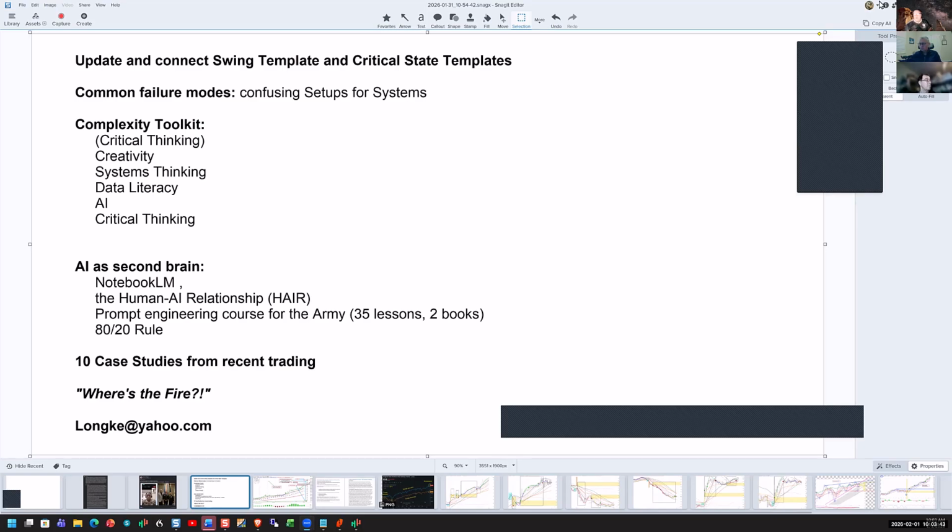And so I talked about the connection between swing templates and critical state templates. Swing templates in EdgeRater are the ones that we use to model the mechanical swing system. Critical state templates are the sniper patterns that are really geared for the next day's trading. And they could turn into swing trades if it could be in the middle of a swing trade pattern and it also hits a critical state.